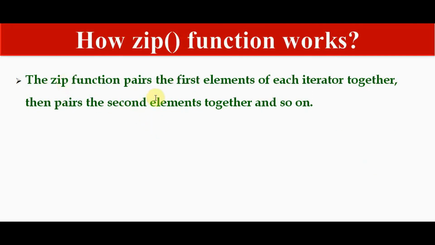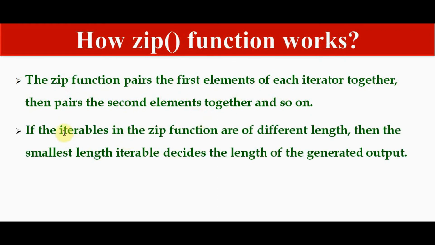Let's see how the zip function works. It pairs the first elements of each iterator together and then pairs the second elements together, and it goes on. What if the iterables in the zip function are of different length? So far we have seen the iterables are of the same length. If the iterables are of different length, then the smallest length iterable will decide the length of the generated output.